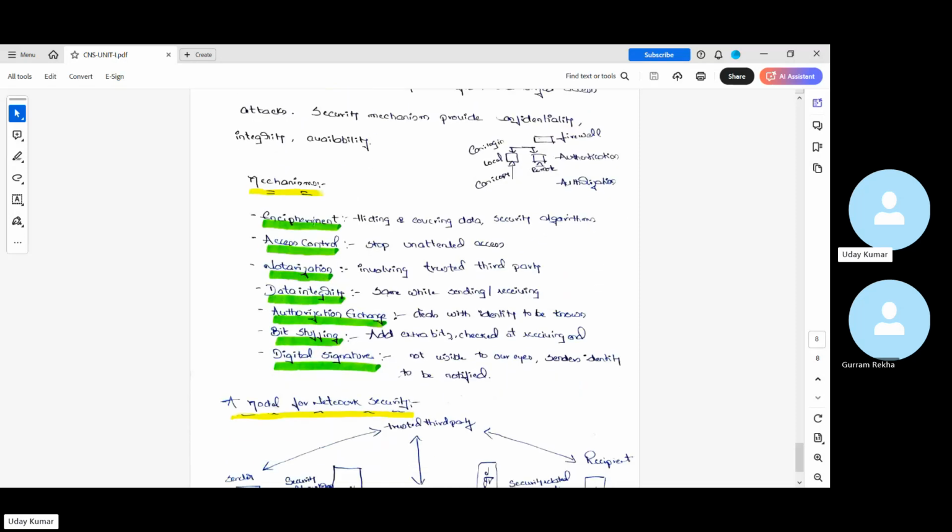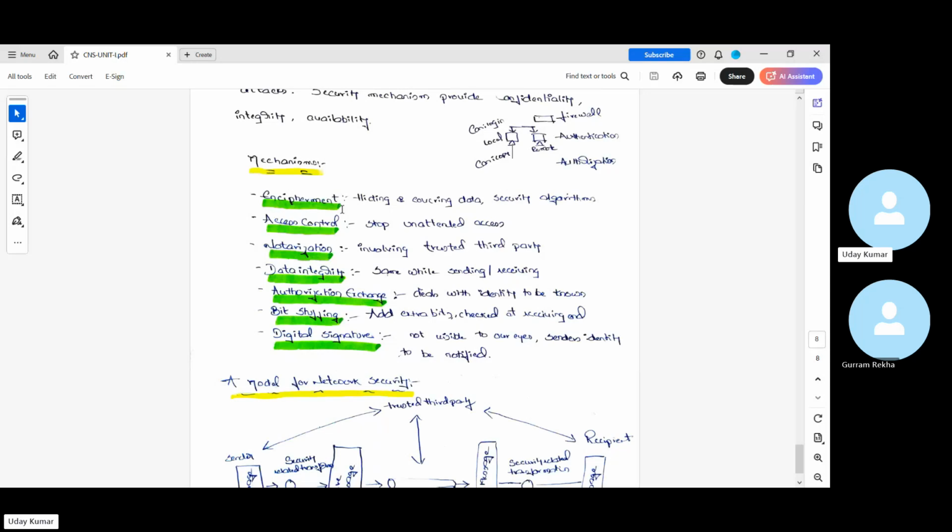And what are the mechanisms? First is encipherment, hiding and covering the data, right? You need to use some security algorithms, which you are going to study in unit 2. Access control, you need to stop the unintended access, right? So have the authentication, students. Notarization, involving a trusted third party.